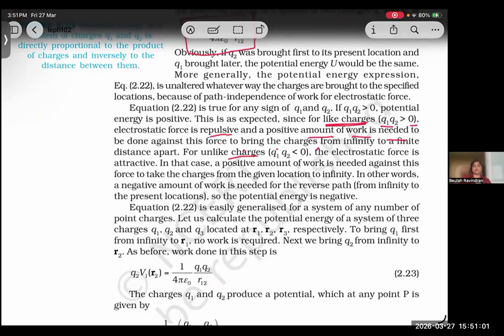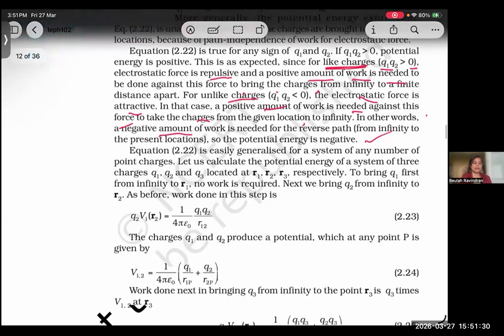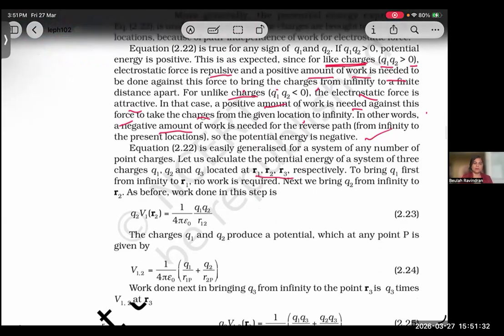When Q1 Q2 is positive, both are positive charges, like charges. For unlike charges, one is positive and the other is negative, opposite charges, and the forces are attractive. Electrostatic force is attractive, so a positive amount of work is needed against the force to take the charges from the given location to infinity. In other words, a negative amount of work is needed for the reverse path. So the potential energy is negative, we can say. Likewise, if you are taking a three particle system, can you understand?